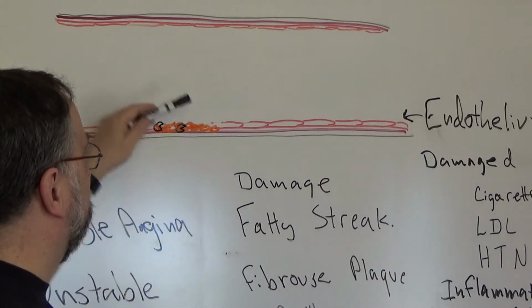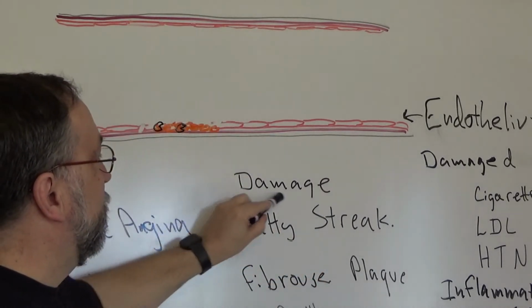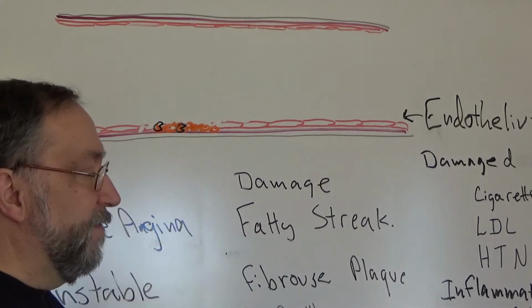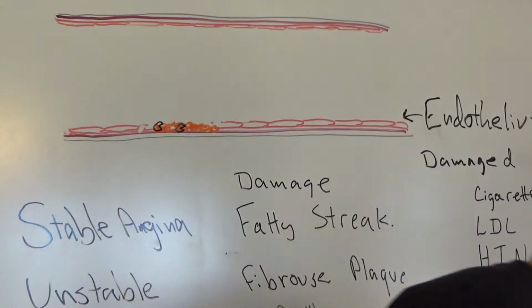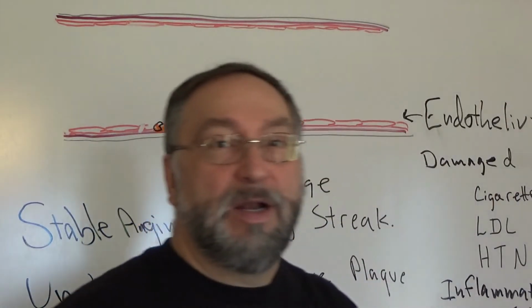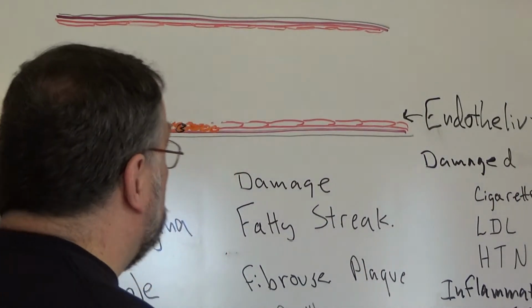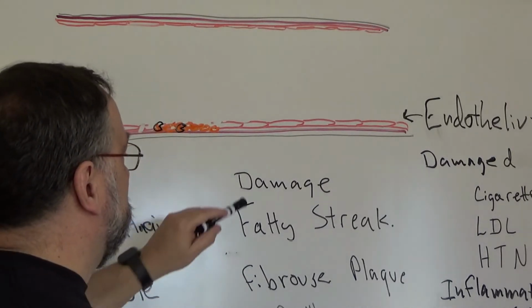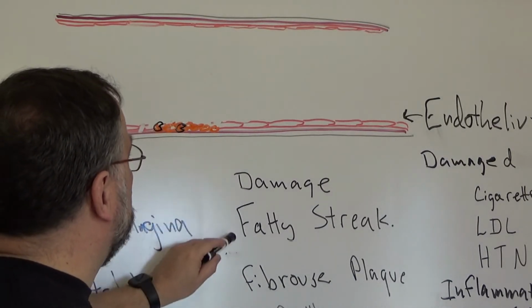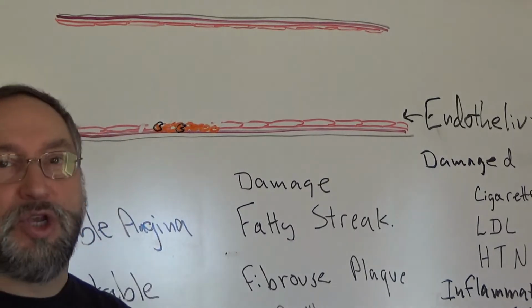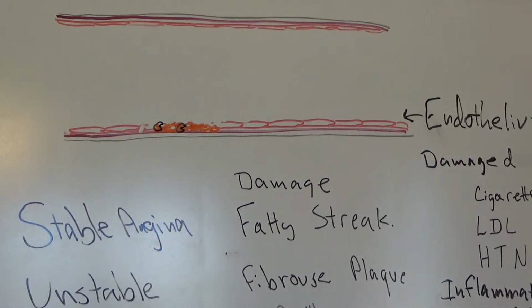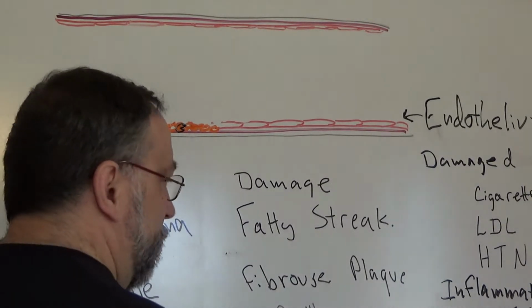The first area, when you get the damage, is here. The second area, and if you look in your book, if you've got Lewis 10, it's on page 703, shows these different stages. So you've got the damage stage, now we've got the fatty streak stage. And that's the fatty streak stage of coronary artery disease.